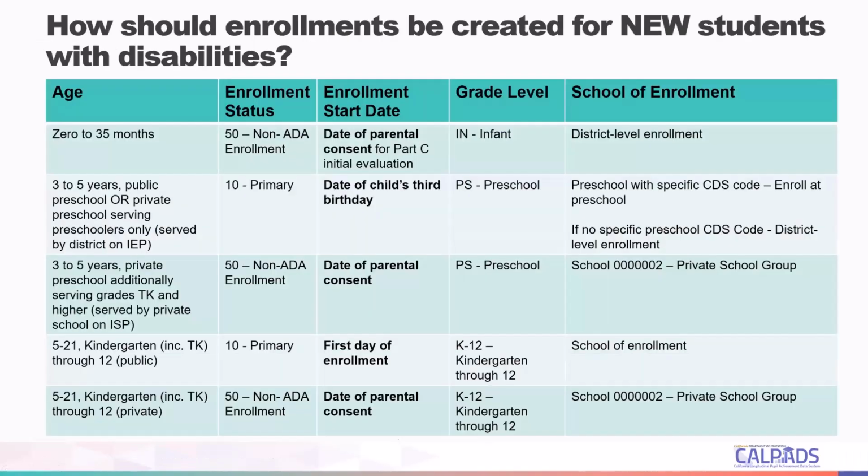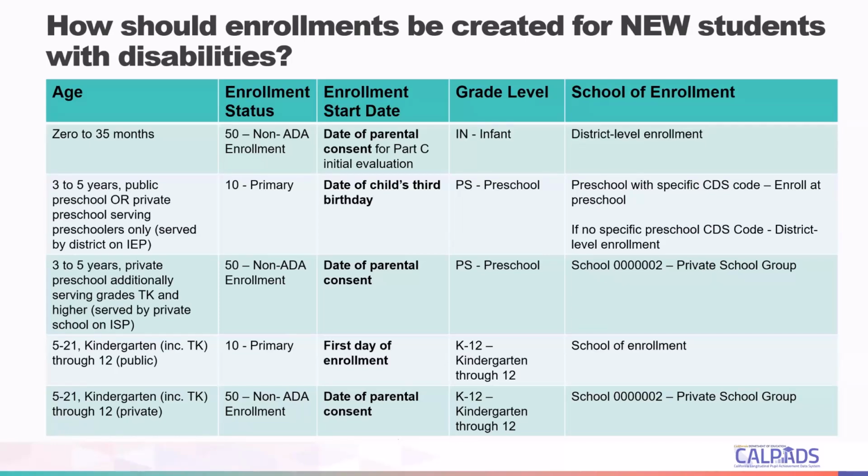And then we've had guidance, I would say late spring and through the summer, it changed a bit. How are the expectations of how we report students with disabilities? And so that's what this chart provides us, right? And so those students who are less than 3 on IFSP should be enrolled with the enrollment status of 50, non-ADA. And the enrollment start date should be the date of parental consent. The grade level should be infant, right?